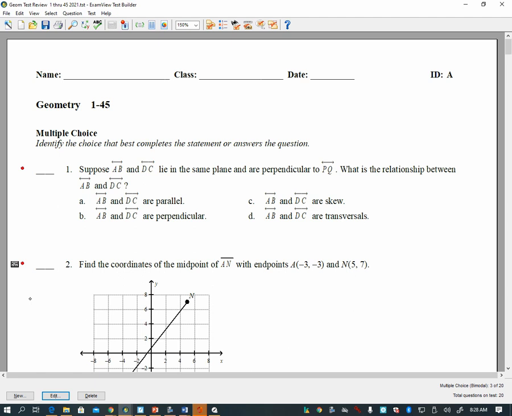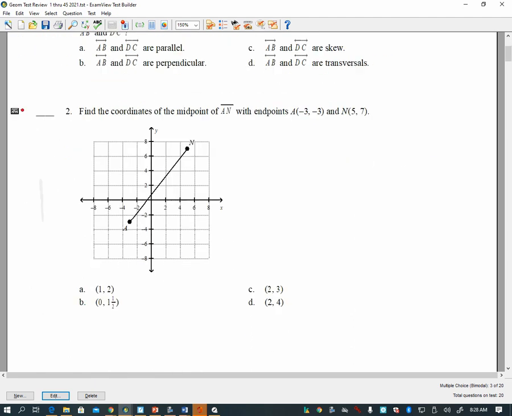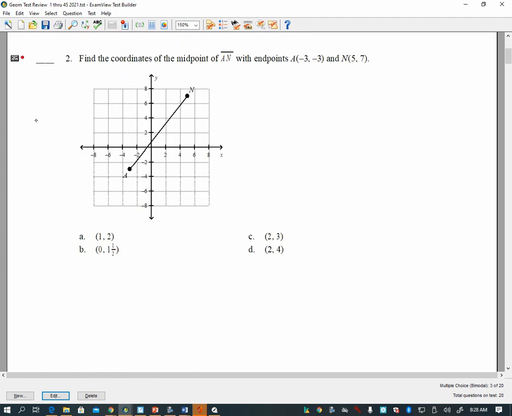Question number 1. Does anybody need to see question number 1? Okay, I'm just going to scroll. What about question number 2? No, we know how to find a midpoint? Okay.